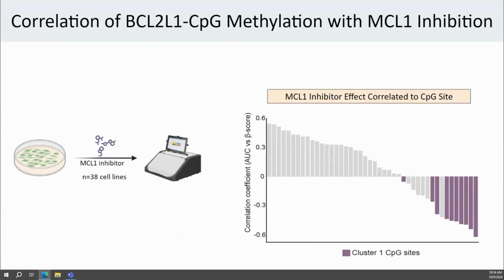And in fact, we were able to extend this and show that these BCL2L1 methylation sites correlate very nicely to response to MCL1 inhibitors. In this case, we looked at our drug screening data across 38 pediatric glioma cell lines that were subjected to the inhibitor. And you can see the waterfall plot on the right. What we can see is that the cluster 1 CpG sites, color-coded in purple, are the ones that are most tightly correlated to response to the MCL1 inhibitor.